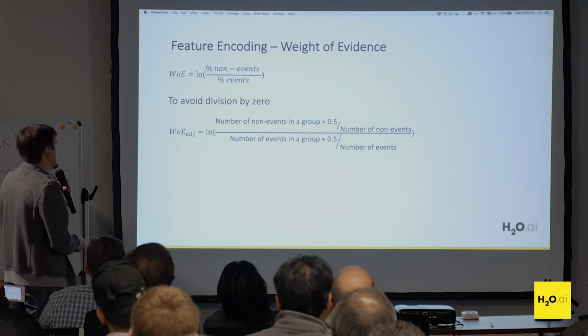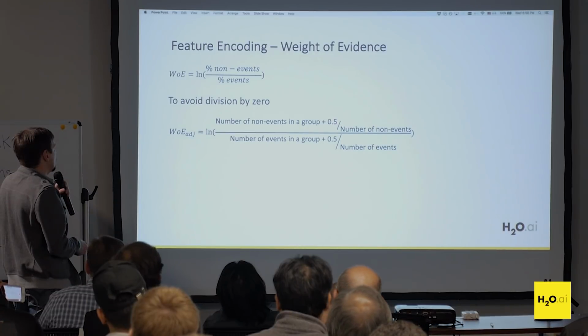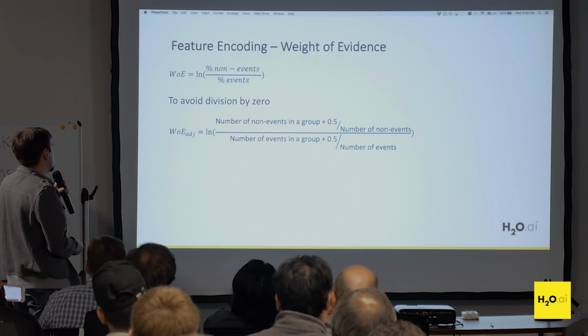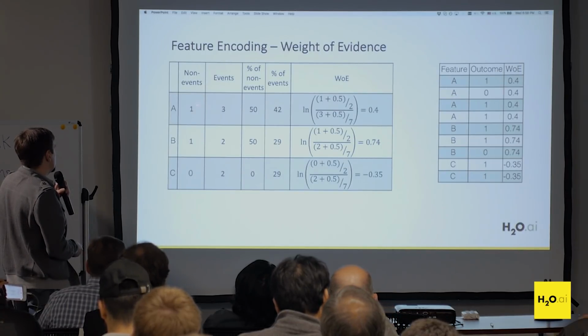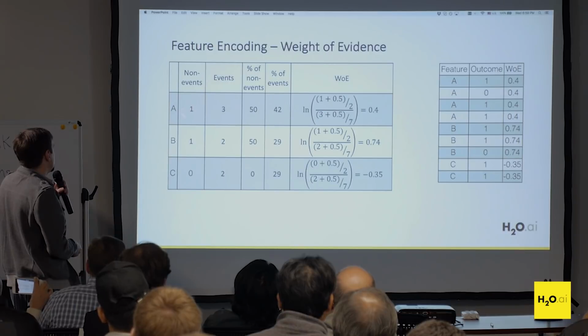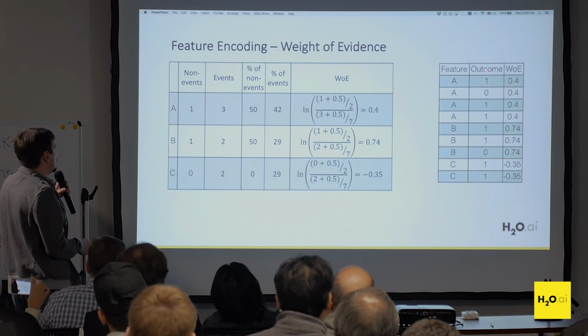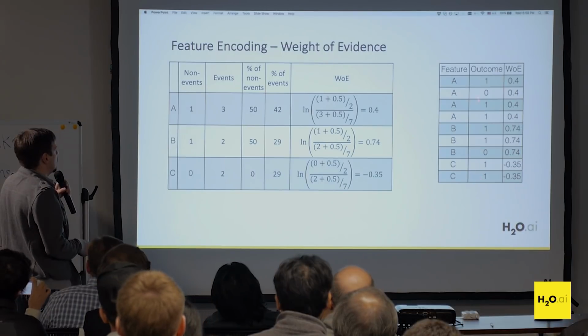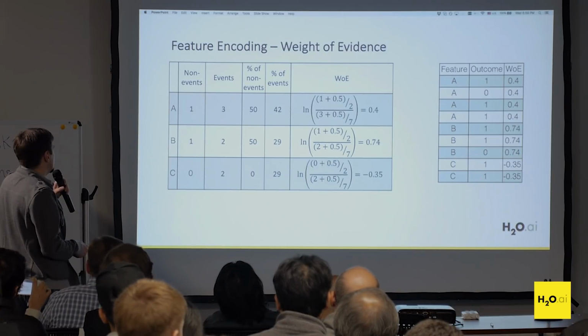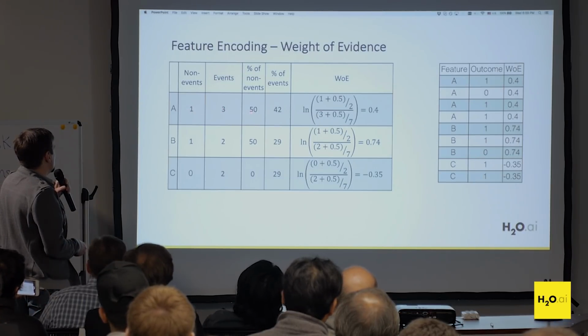To avoid division by zero, you just add a small number to the number of non-events in the group or events in the group. To highlight what exactly I mean by that, let me write a simple example. Let's say we have a category. It has just one single non-event, which is 0. It has 3 events, which is 1s. Across the whole data set, we have 9 records, and we have 7 positive examples.